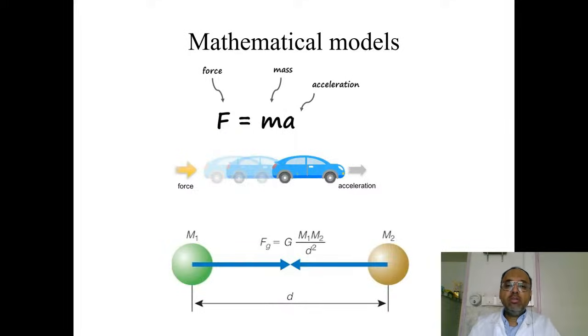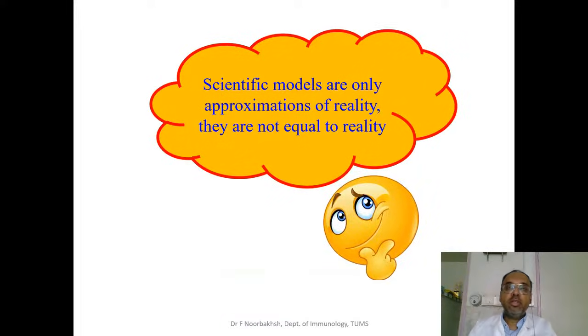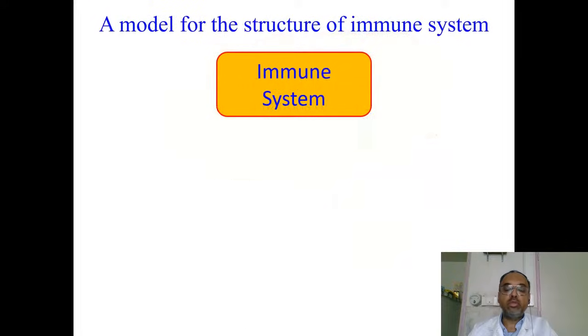And in the case of mathematical models, you try to describe the behavior of the system using mathematical equations. Basically, the whole of physics consists of mathematical models, like the second law of Newton or law of gravitation, or other models that we have for describing the activity of electromagnetic fields, and so on and so forth. So we do have a simplified model of the immune system that we usually use in these classes. But one thing that we should keep in mind is that models are only approximations of reality. They are not equal to reality.